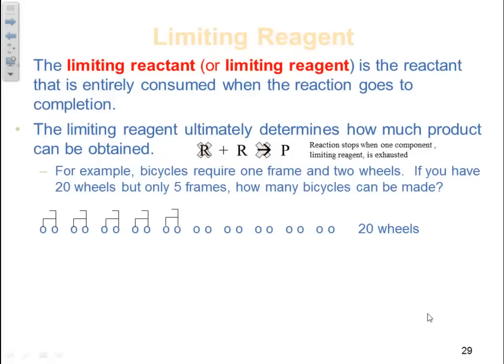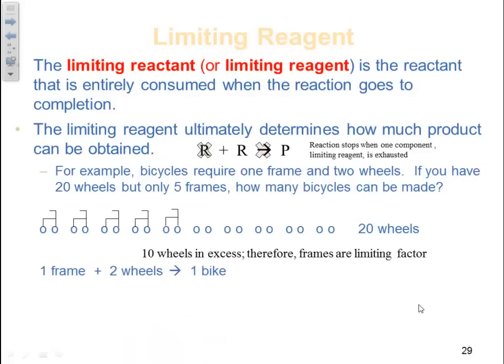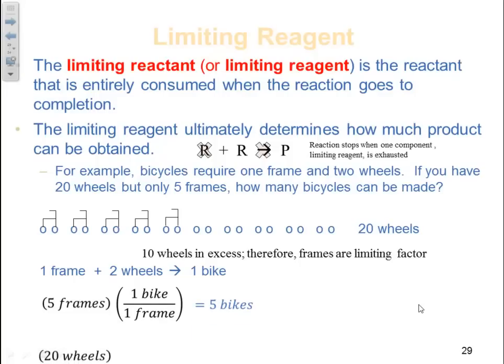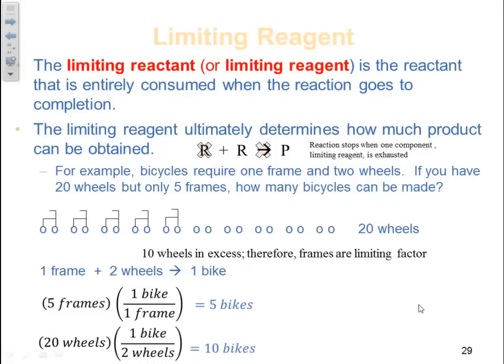We can do the same thing in an equation base in dimensional analysis. We can prove that our bike frames are our limiting factor. I can say 1 frame plus 2 wheels gives me 1 bike. That's my equation. Now if I take my 5 frames and do my ratio, I know for every 1 frame I make 1 bike from my equation here. I know that I can make 5 bikes. Do the same thing for wheels. I got 20 wheels. I know it's 2 wheels for every 1 bike. I can only make 10 bikes. Once again, we're setting up so that units cancel.